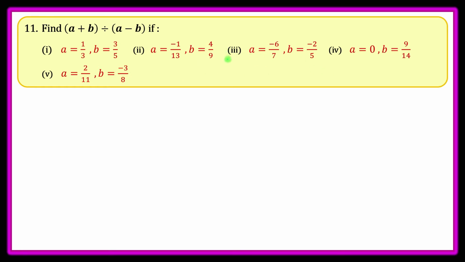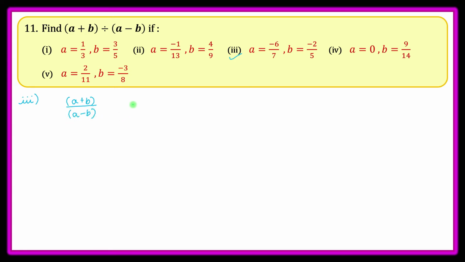As you can see, all the parts here are very similar, so I don't want to explain every single one. We are going to just solve the third part here, and the rest of the parts I'm sure you can solve yourself. So now we have to find the value of a plus b divided by a minus b, like this.